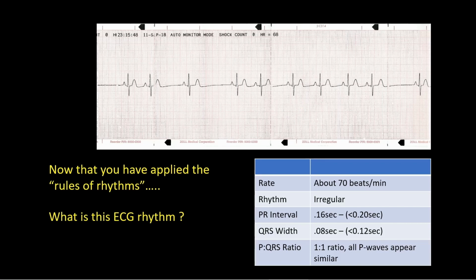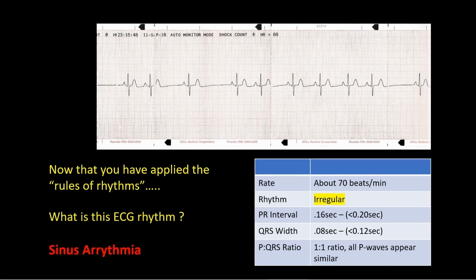So now, what would we call this rhythm? Well, it's a sinus rhythm because it has a P wave. It has a P for every QRS and a QRS for every P. So it would be sinus arrhythmia. Now all this is a sinus rhythm that has some slight irregularities to it.